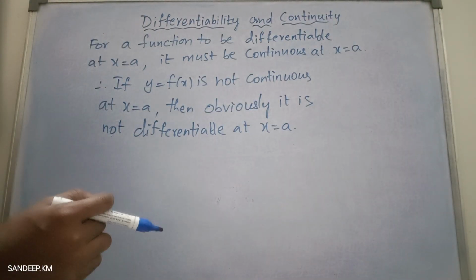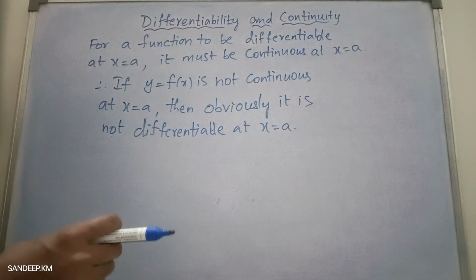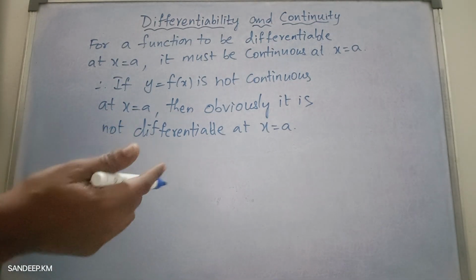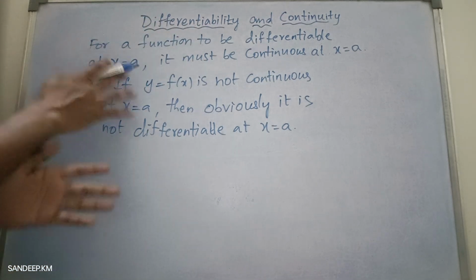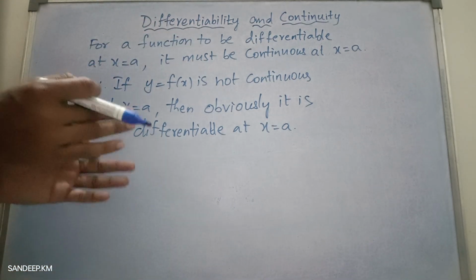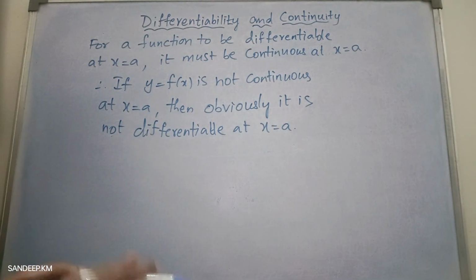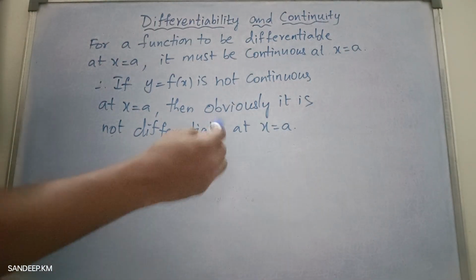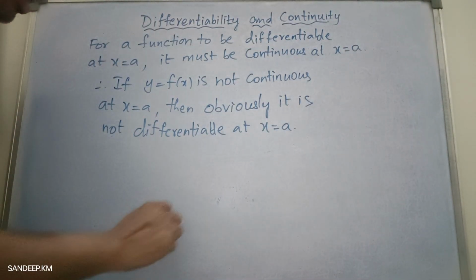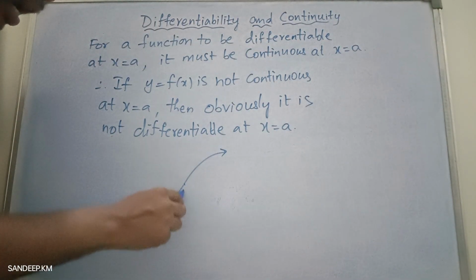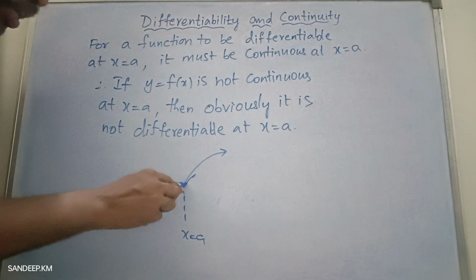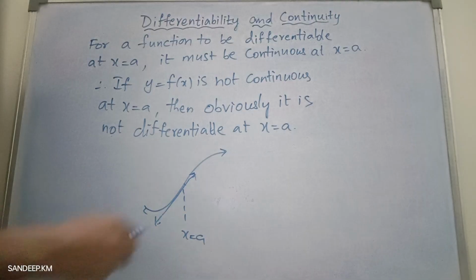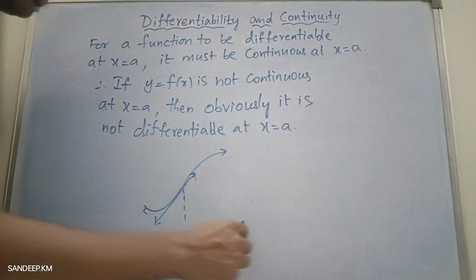Now let me give more clarity about it. This is the most important point when it comes to differentiability. We will use this particular point while solving the problems. So what is it? For a function to be differentiable at x is equal to a, it must be continuous at x is equal to a. Dear students, keep this in mind. Only when a function is continuous at x is equal to a can I draw a tangent here. Correct or not?